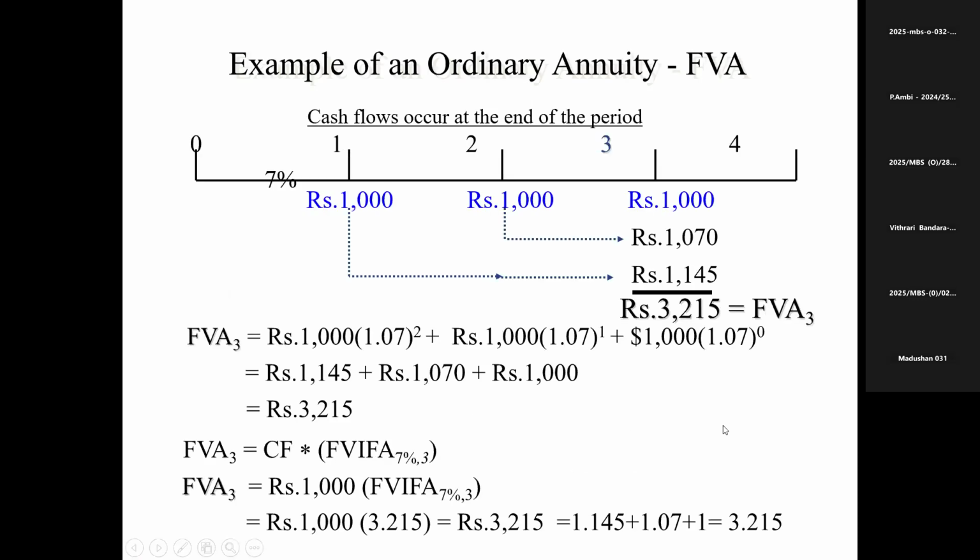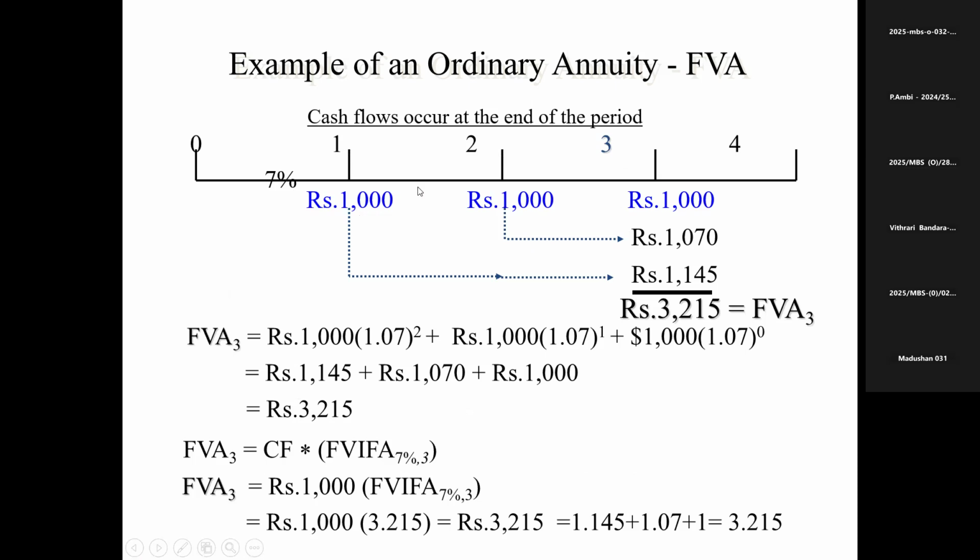So here, what is happening, I explain that mechanism in this calculation part. You can see here, 7%, 3 years. If you are receiving cash of 1,000 at the end of year 1, second 1,000 in year 2, third 1,000 rupees in year 3, with cash flows occurring at the end of the period, you can see how the future value of the annuity happens.